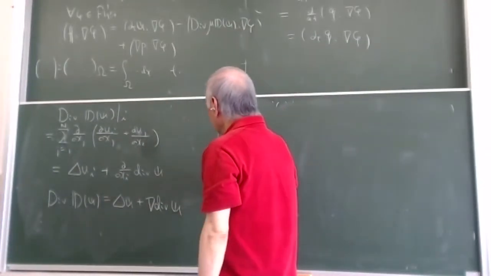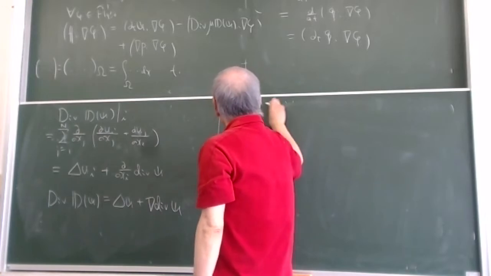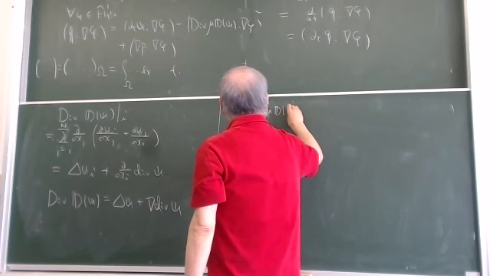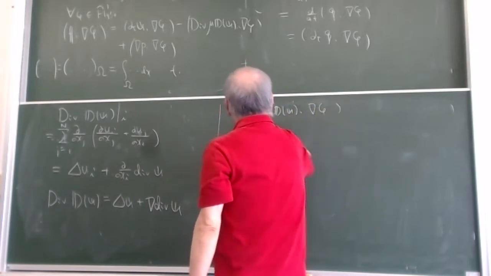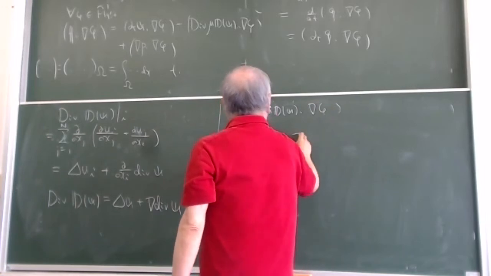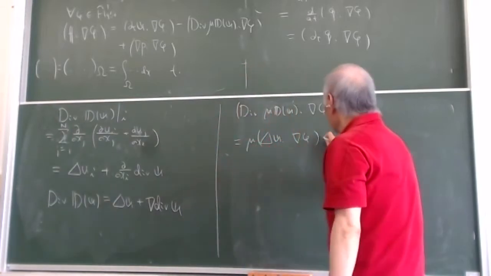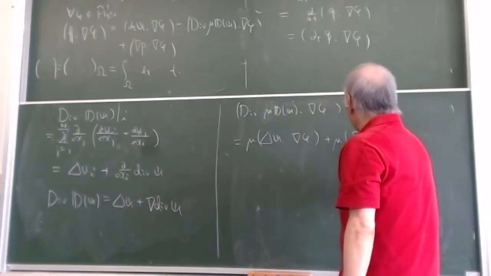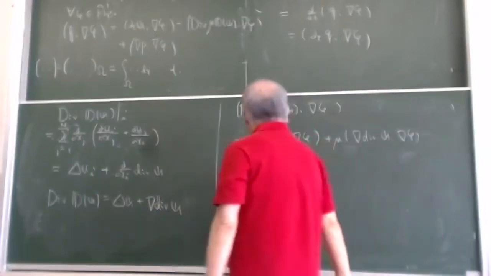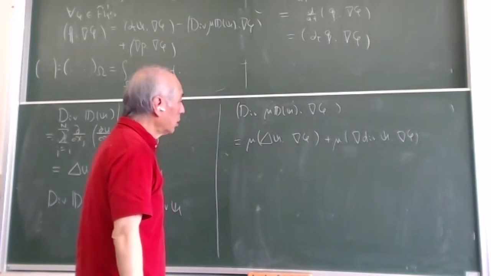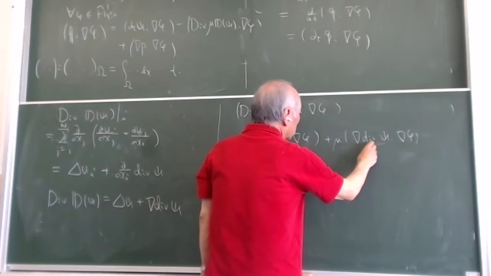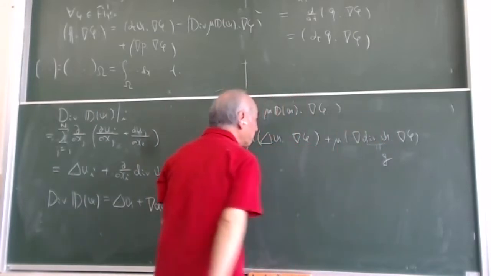Then D, okay, and then mu du over phi is plus u over phi, u du phi. And this is G, small g.